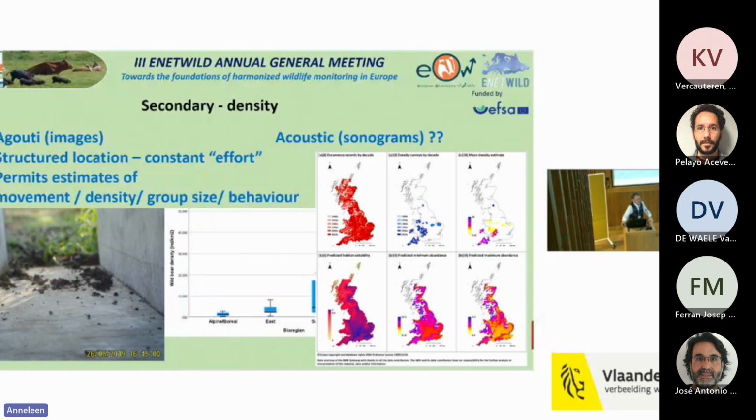Unfortunately, the data is so sparse, your confidence intervals are generally very large. But that's the data we have. We have to put up with it. We may be able to do that with acoustic sensors in the future. I suspect it's one of the areas where we might be developing in the next 5 to 10 years.